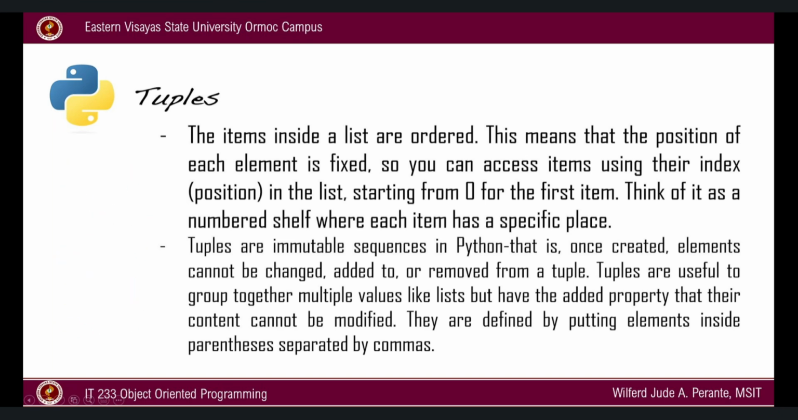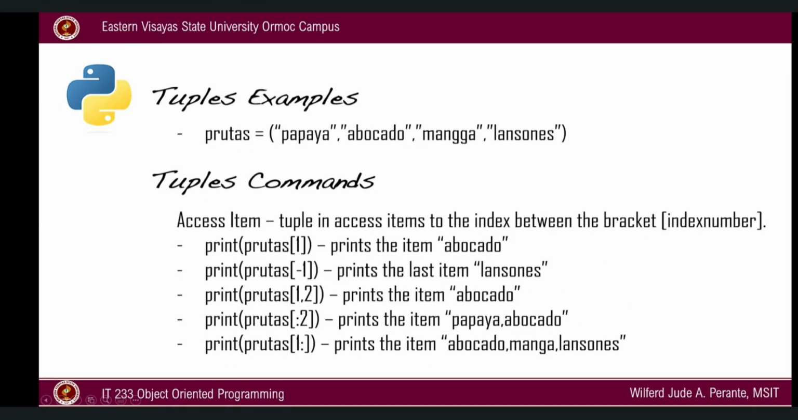Tuples are immutable sequences in Python. That is, once created, elements cannot be changed, added to, or removed from a tuple. Tuples are useful to group together multiple values like lists, but have the added property that their content cannot be modified. They are defined by putting elements inside parentheses separated by commas. Tuple example: prutas = (papaya, avocado, mangga, lansones).